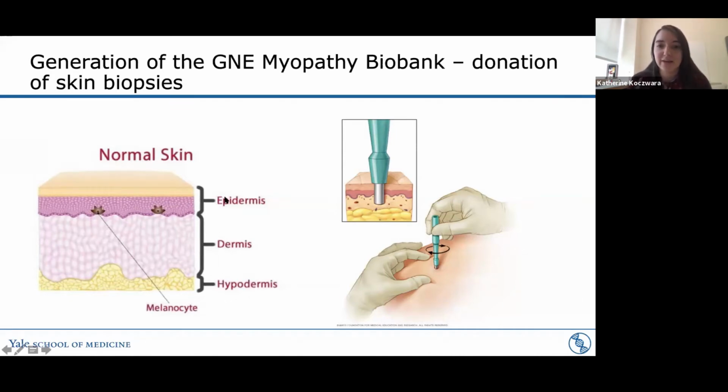As you can see here, there are several layers to the skin: the epidermis, the dermis, and the hypodermis. And we're interested in a cell type called fibroblasts that exist in the dermal layer of the skin. So a physician can take a very small skin punch or biopsy into the dermal layer of the skin, and this little skin biopsy can be sent to the lab for us to extract the fibroblasts.